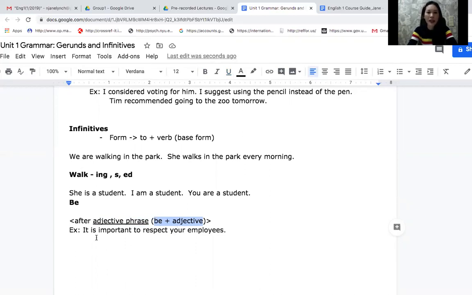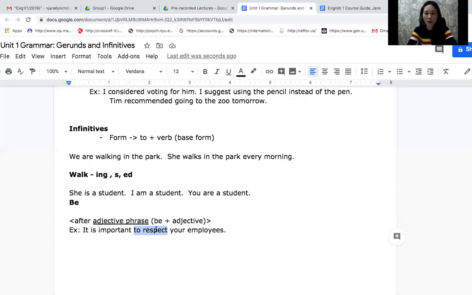For example, it is important to respect your employees. What is the adjective phrase that you see? The adjective phrase in this sentence is "is important", because important is an adjective, and it's an adjective phrase because it's together with the verb to be, which is "is". So we use infinitives after an adjective phrase. What is the infinitive in this sentence? The infinitive is "to respect". See, very simple. So we use an infinitive after an adjective phrase like that.